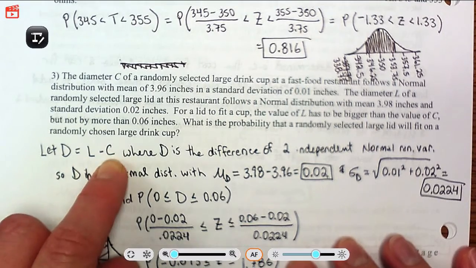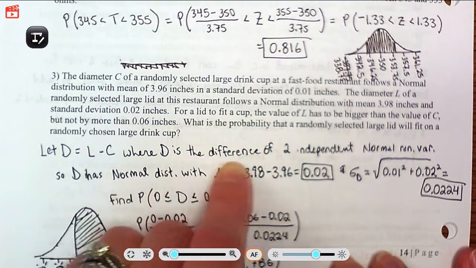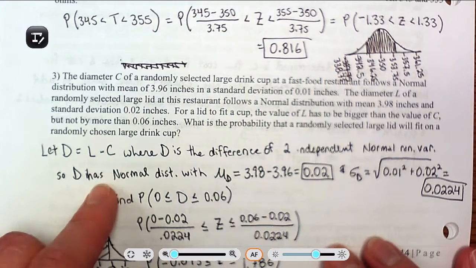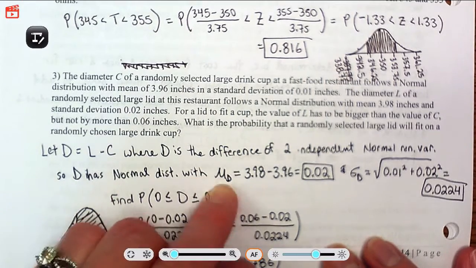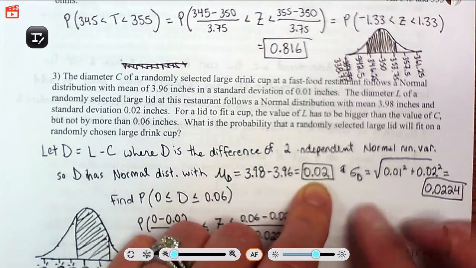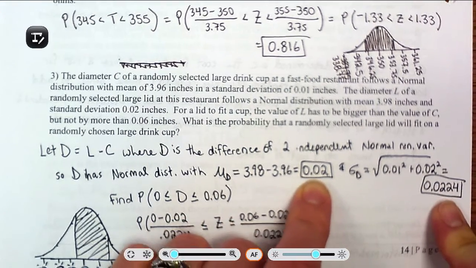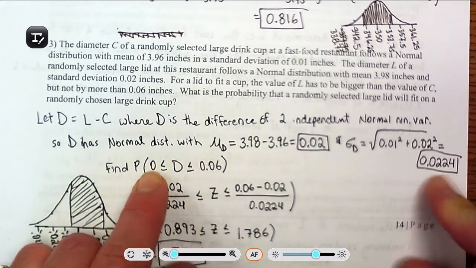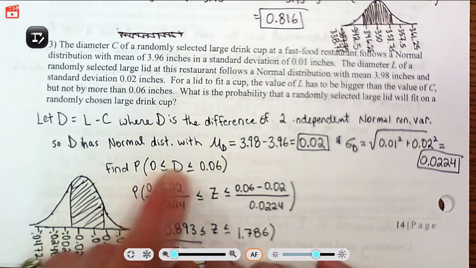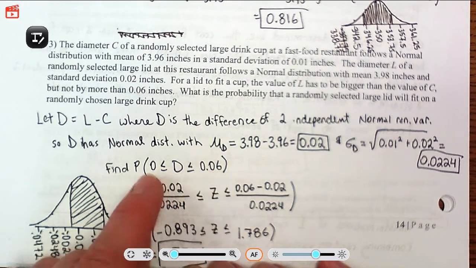Let D equal lid minus cup, where D is the difference of the two independent normal random variables, so D has a normal distribution with mu D equal to this and standard deviation equal to this. Find the probability that D, the difference, is between 0 and 0.06.